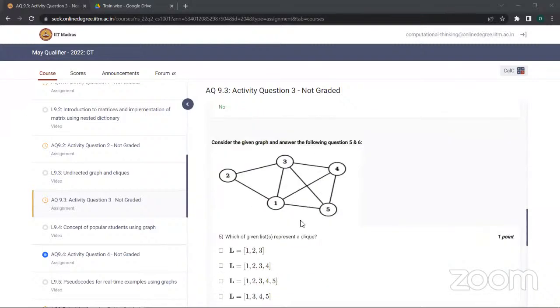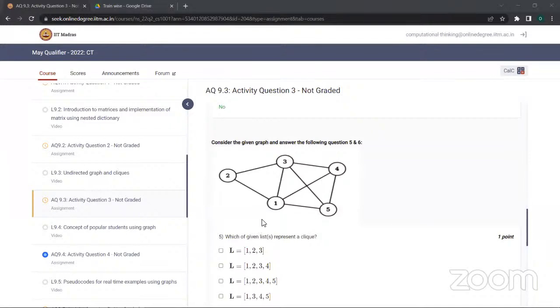Now assume this graph. Consider the group 1, 3, 4, 5, and leave the 2 part. 1, 3, 4, 5 is a clique. Why? Because all those nodes are connected with each other via a direct edge. So that is a clique.